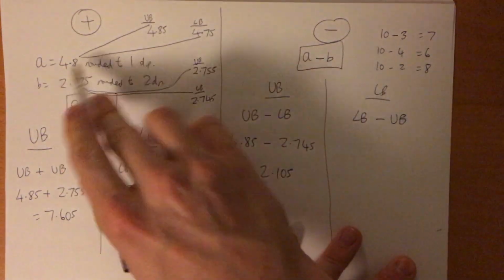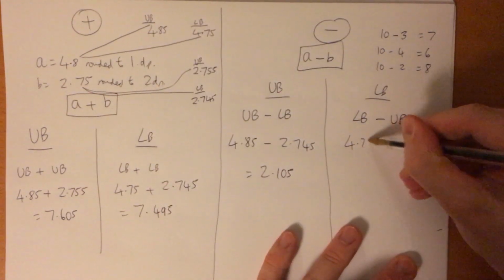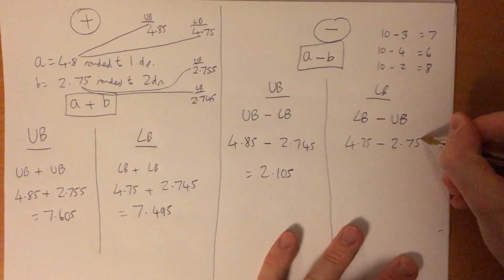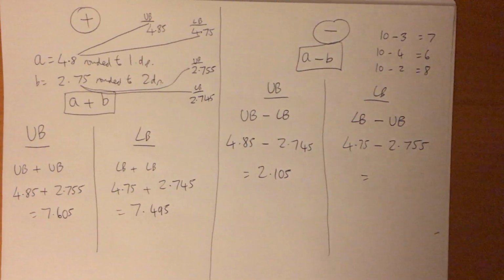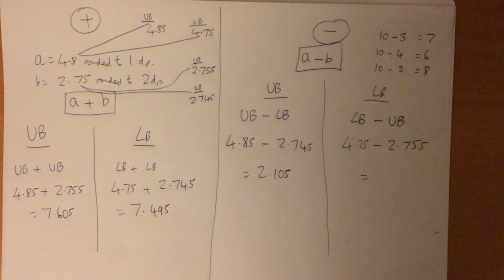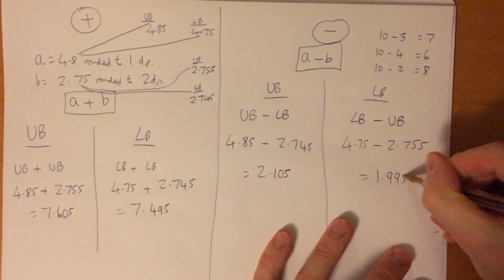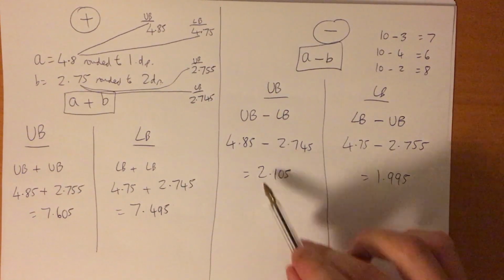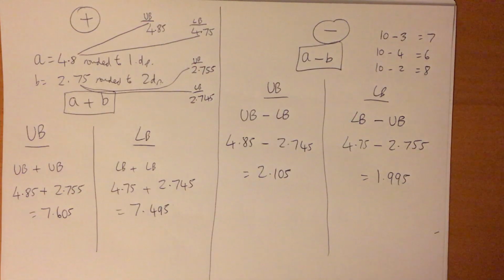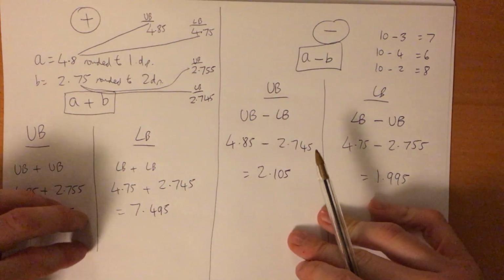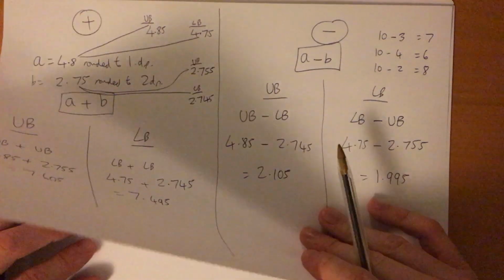So the lower bound of A is 4.75, and the upper bound of B is 2.755. So 4.75 take away 2.755 is 1.995. And as you can see, that is a much smaller answer than that, because that's the lower bound answer. Okay? Now this layout I've done here is exactly what it's going to be for multiplying and dividing as well. And hopefully a few of you will be able to have made that connection already.